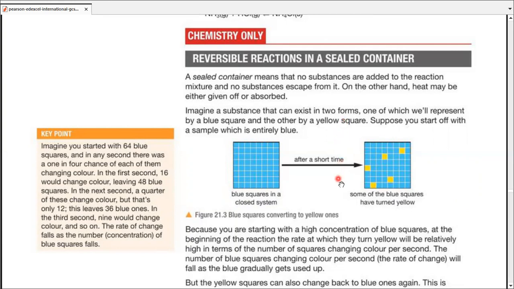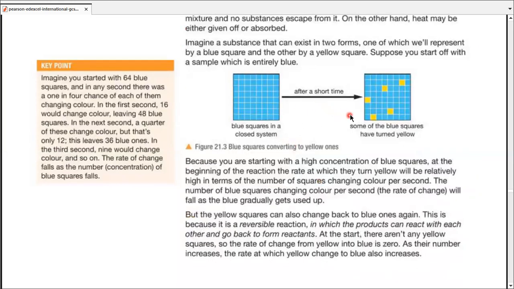Imagine a substance that can exist in two forms, one of which we will represent by blue squares and the other one by yellow squares. Suppose you start off with a sample which is entirely blue. And after a short time, some of the blue squares have turned into yellow ones.